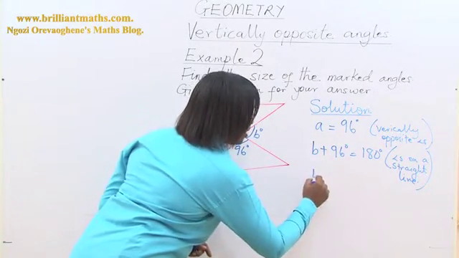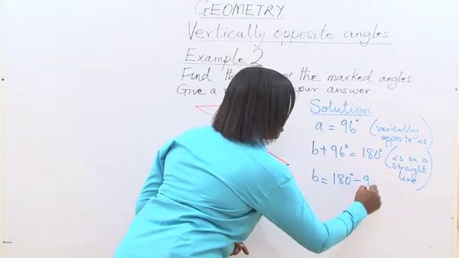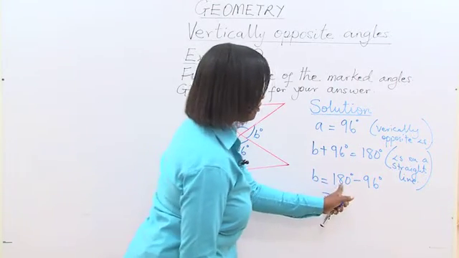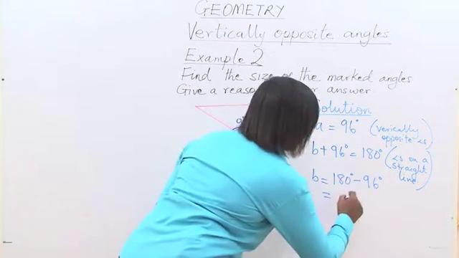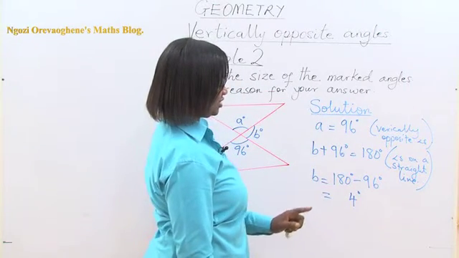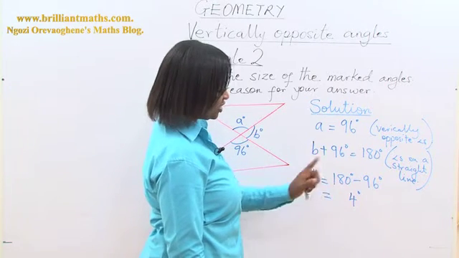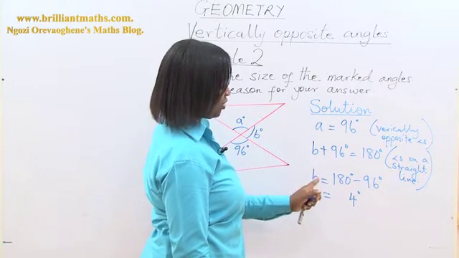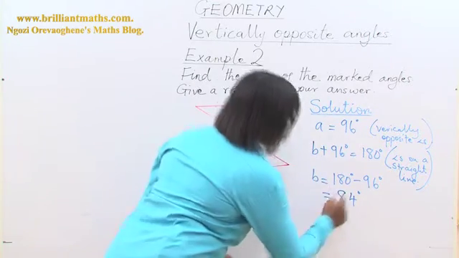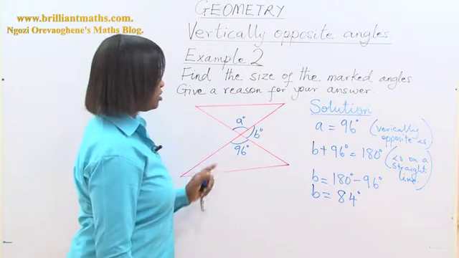Then to find the value of B, 180 degrees minus 96 degrees. We'll borrow 1 from the 8. 10 take away 6 is a 4. And then we'll have a 7 left. 7 take away 9 is impossible. So we'll borrow 1, and then it becomes 17. 17 take away 9 is 8. So angle B is equal to 84 degrees.